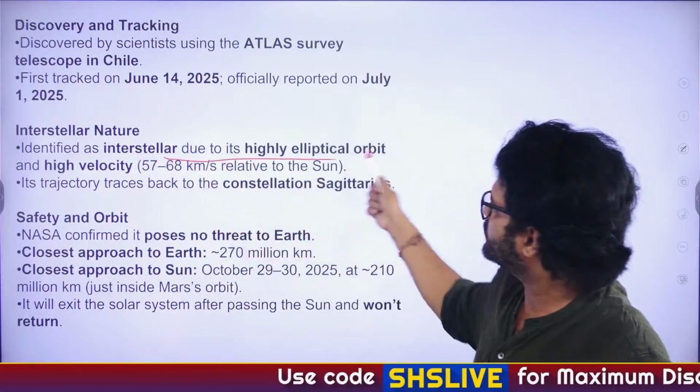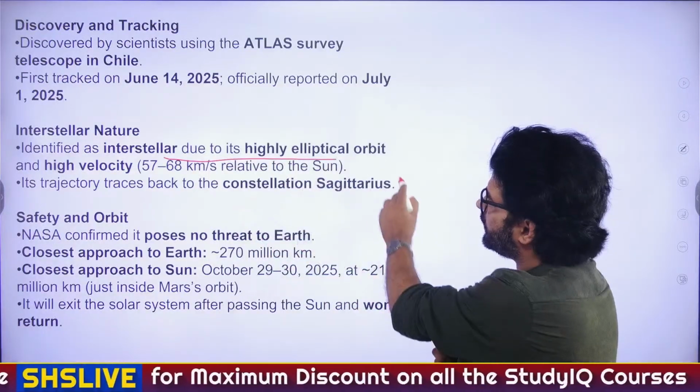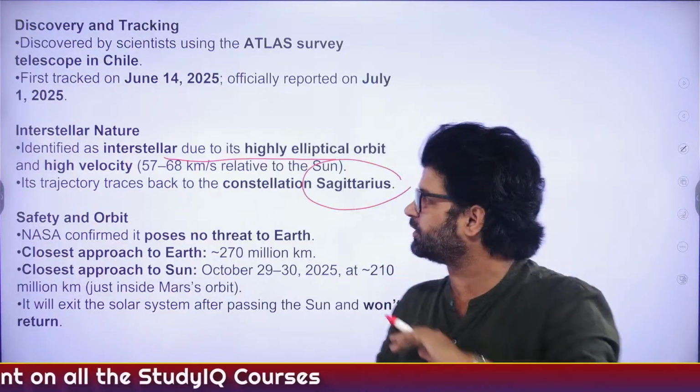It identifies as interstellar due to its high elliptical orbit. You can read this. Its trajectory traces back to the constellation Sagittarius. Oh my God, a different constellation. What is our constellation? If you know it, post it in the comment section.